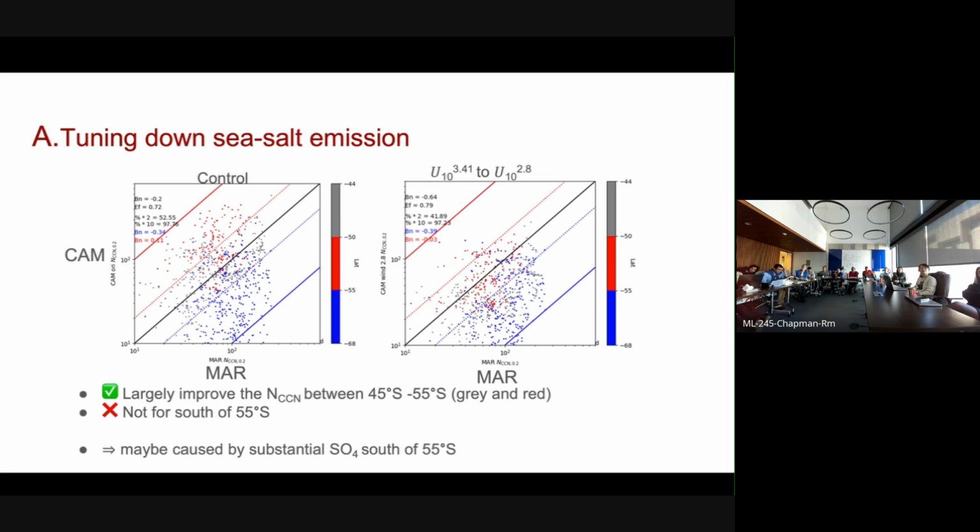This is the result. Here I showed the scatter plot with the model on the Y axis and observation on the X axis. The color is by region, so gray is between 44 to 50, the red is NSL, blue is SSL. We do see that after the change from the emission scale of the 10-meter wind speed, its power law coefficient from 3.41 to 2.8 leads to real improvement, primarily in the red color, which is NSL. While the blue color does have a little bit of improvement, it's not that much, which might be caused by a substantial sulfate south of 55 degrees.